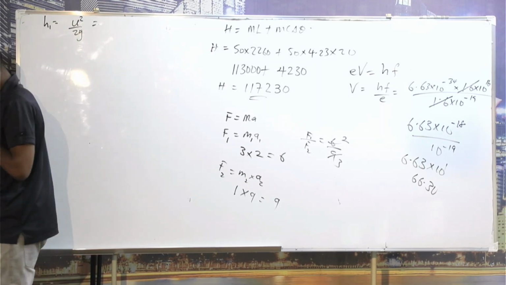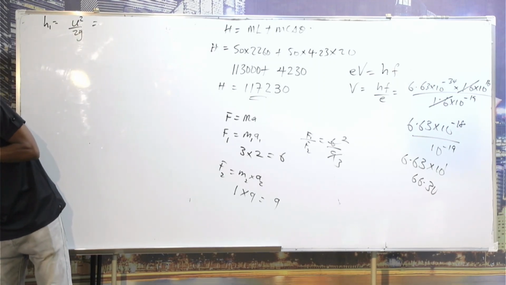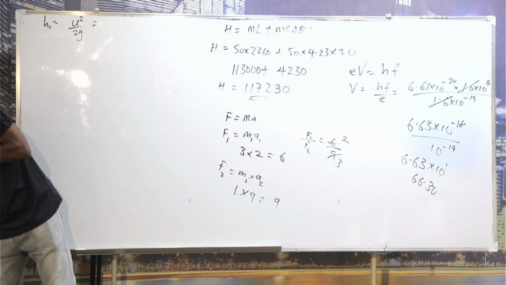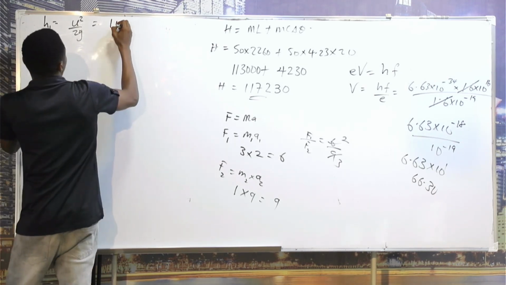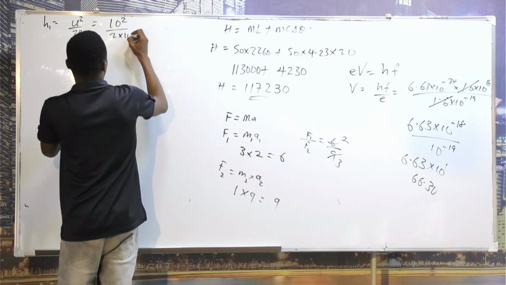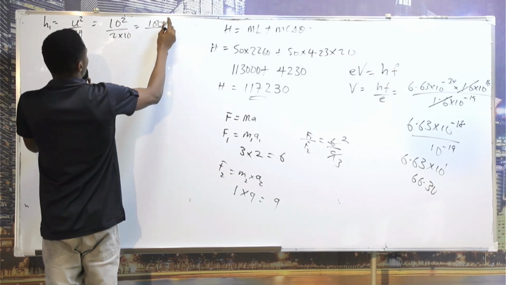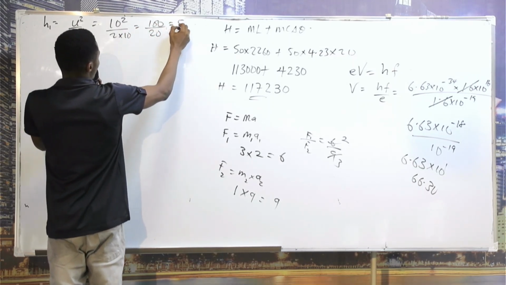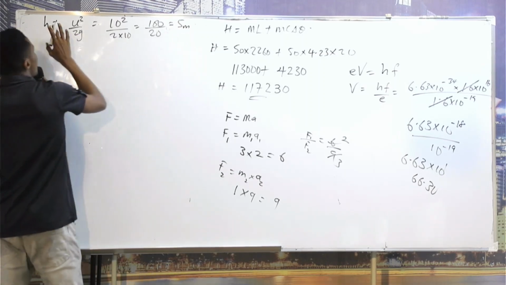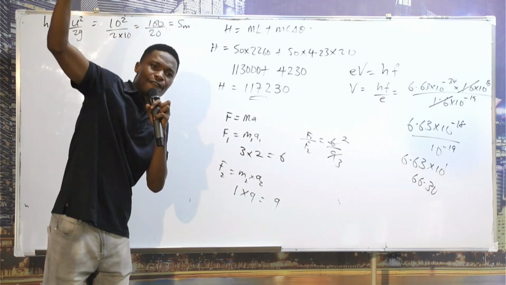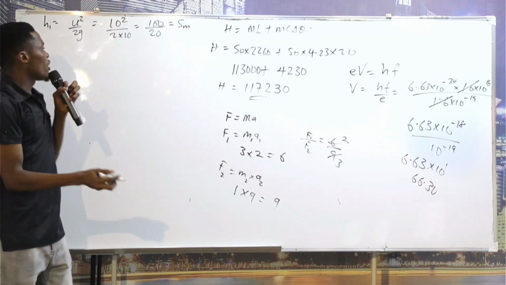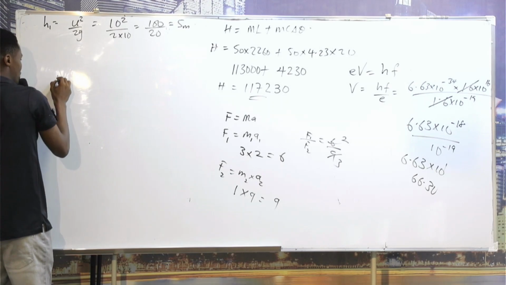What velocity was it projected with, please? 10. So 10 squared over 2 times 10. 10 squared is 100. 100 divided by 20 will give me 5. So 5 meters. H1, the height it will reach from that platform, is 5 meters. But remember, let me just show you, class.